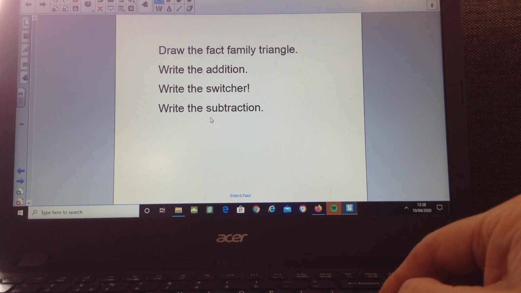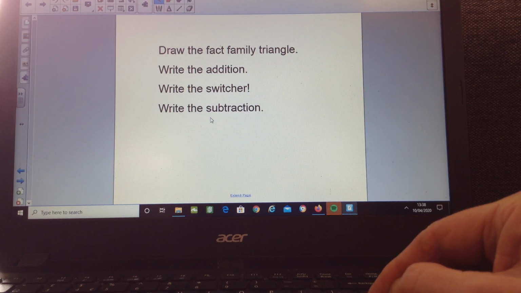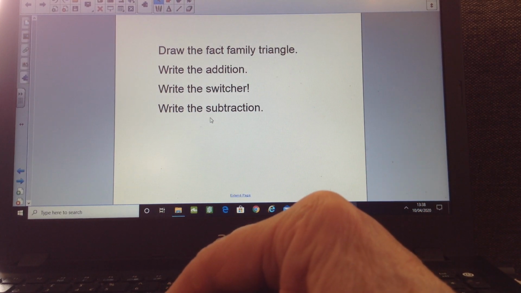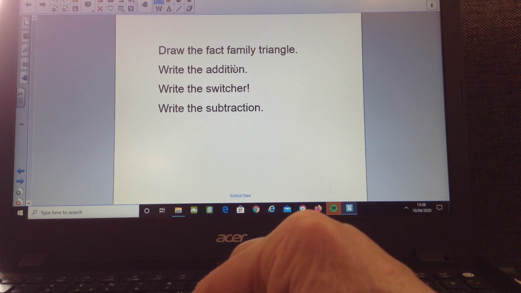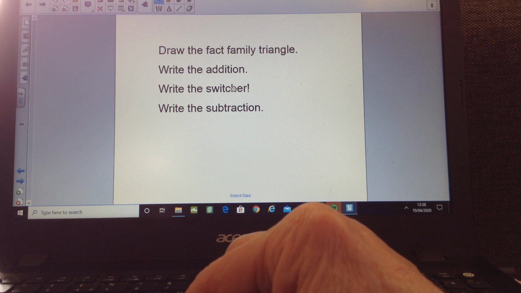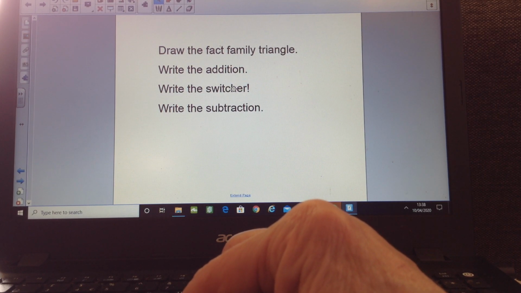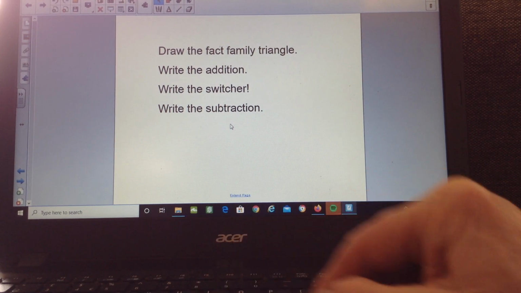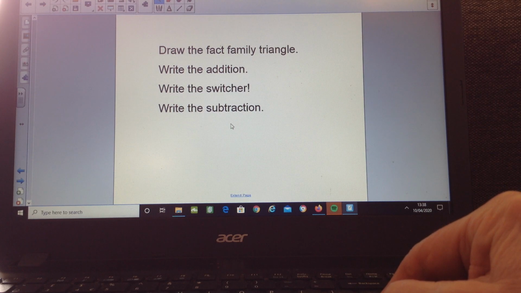Now the other way we set out our facts is in a fact family triangle. So what I'd like you to do now is draw the fact family triangle for 6 add 6 equals 12. I want you to write the addition, and I want you to write the switcher. What's that I hear you say? There is no switcher, is there? So instead of that, can you just write the subtraction? Pause the video and write them all down.